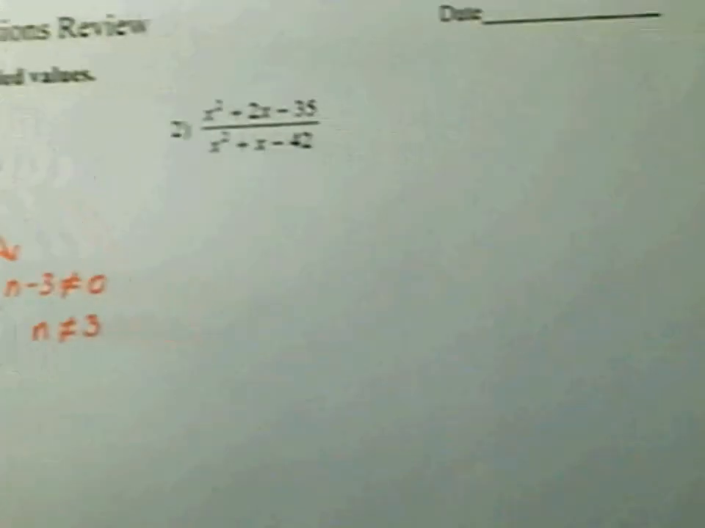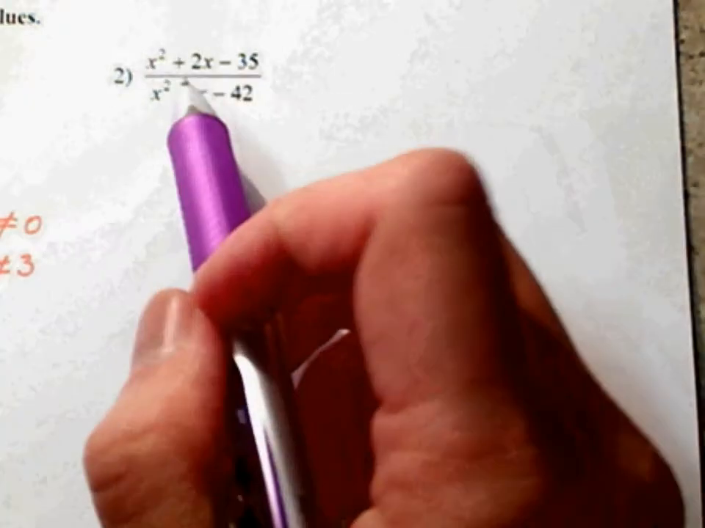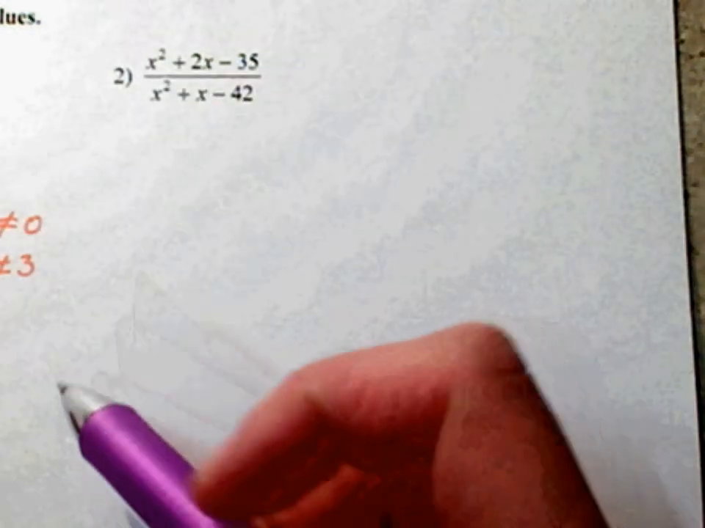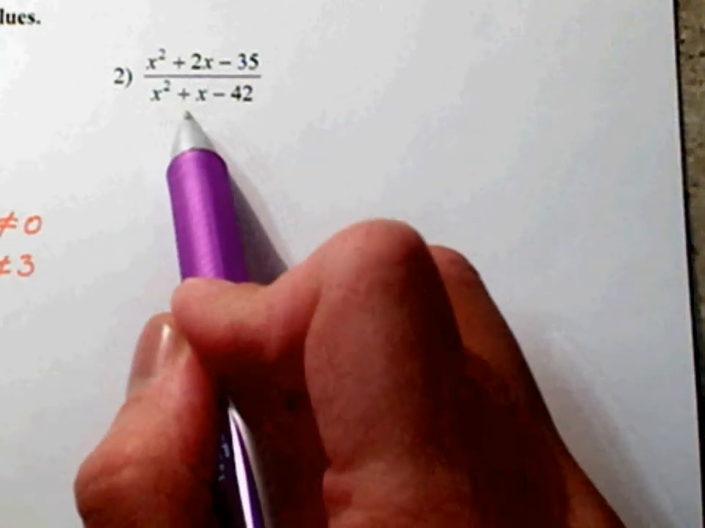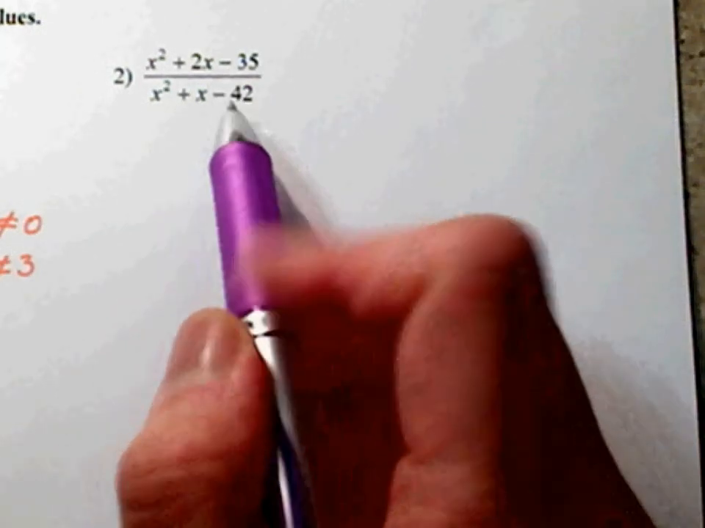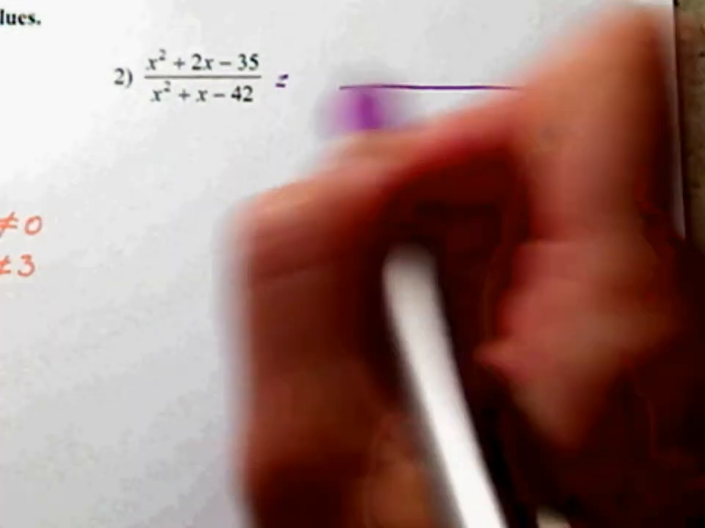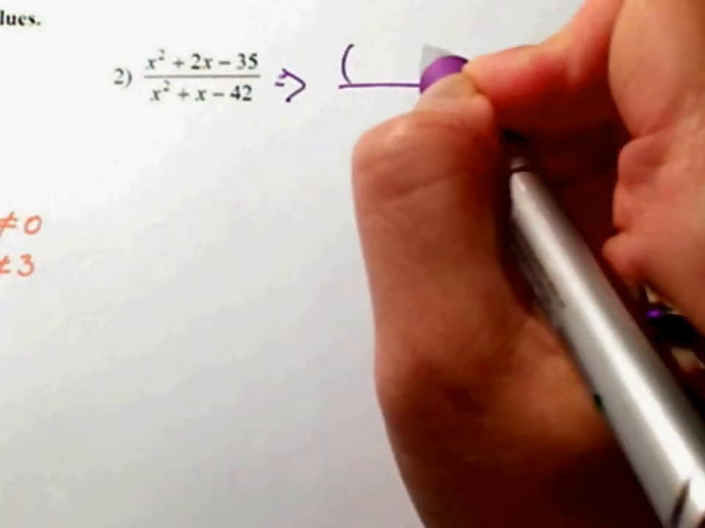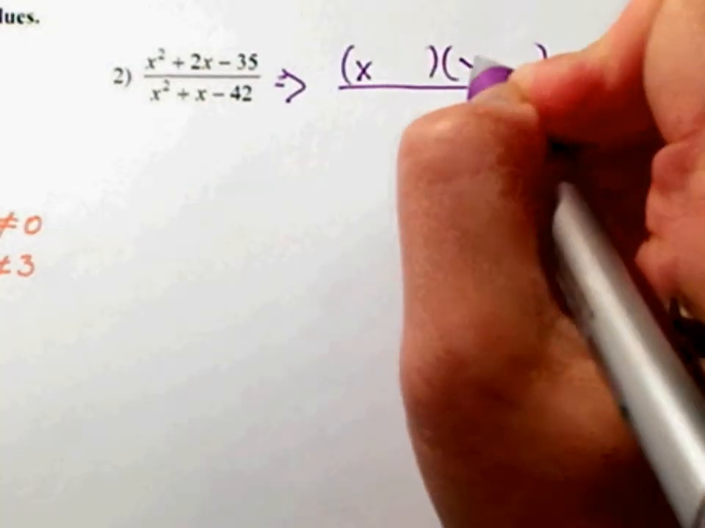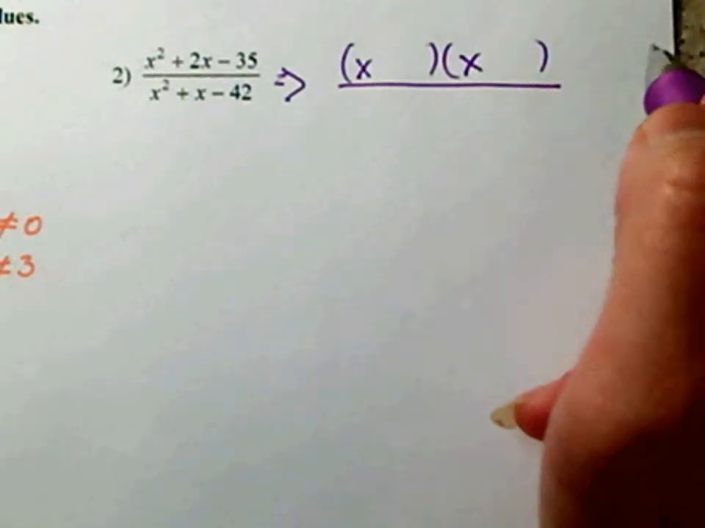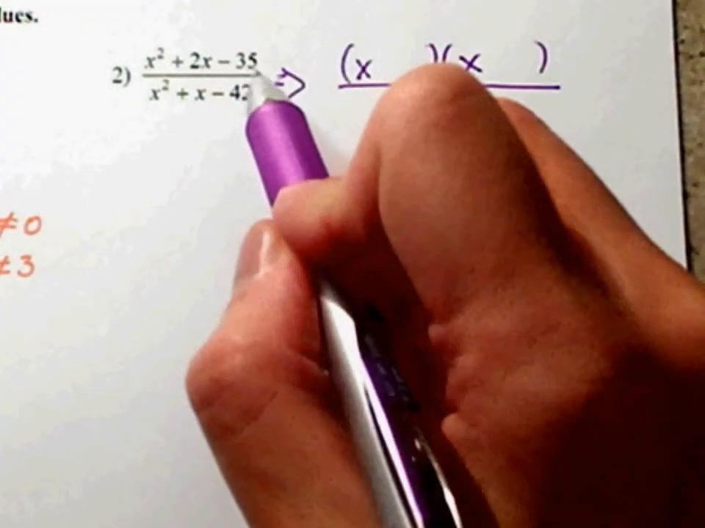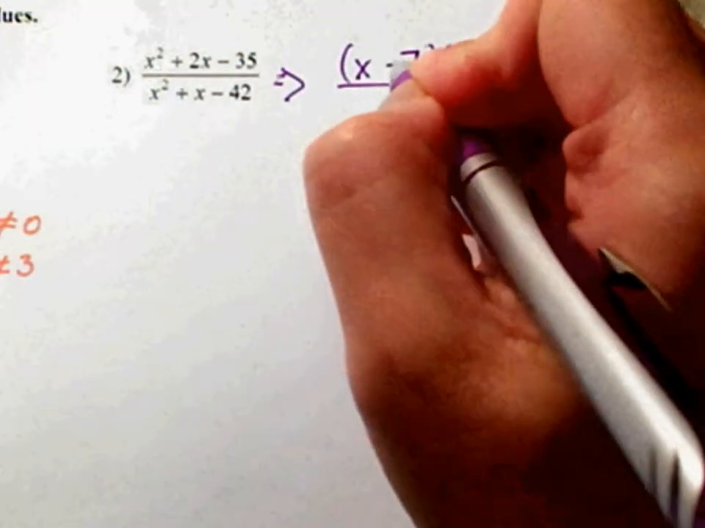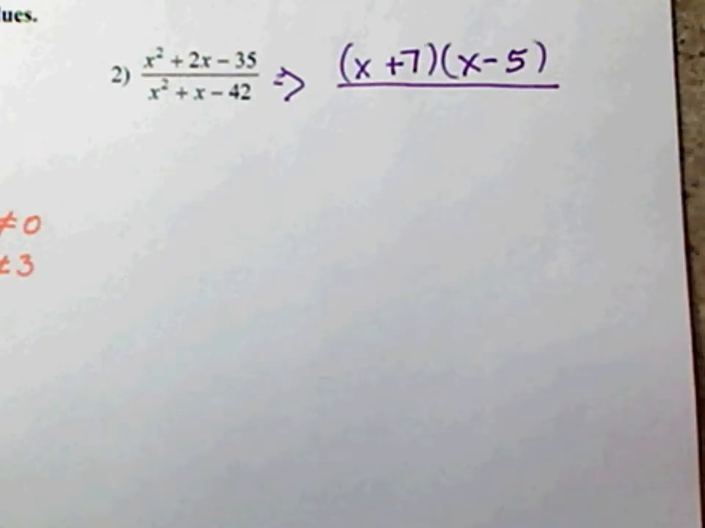Number 2, take a look at all your problems first. You got a quadratic, with a square. You want to factor that one out. Look at your denominator. You have a quadratic. You want to factor that out as well. Okay? Take the first one, factor out x squared. So you have x and x. What two numbers multiply to give you negative 35 and subtract to give you 2? 7 and 5. 7 will be positive, 5 will be negative.